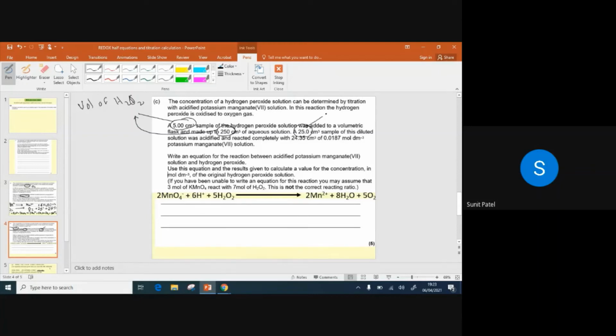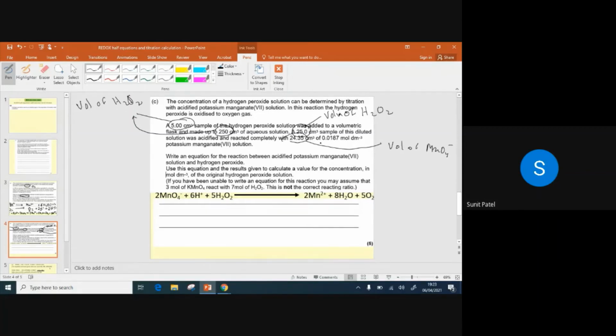25 cm cubed of what? Again, it's another volume. Let's call it the volume of H2O2 again. Let's read on then. And that was completely acidified, completely reacted with, there we go. We've got a volume again. There it is. Now, what is this a volume of? This is a volume of, this time, the MnO4-. The next number along here, there we go, is the concentration, once again of MnO4-.